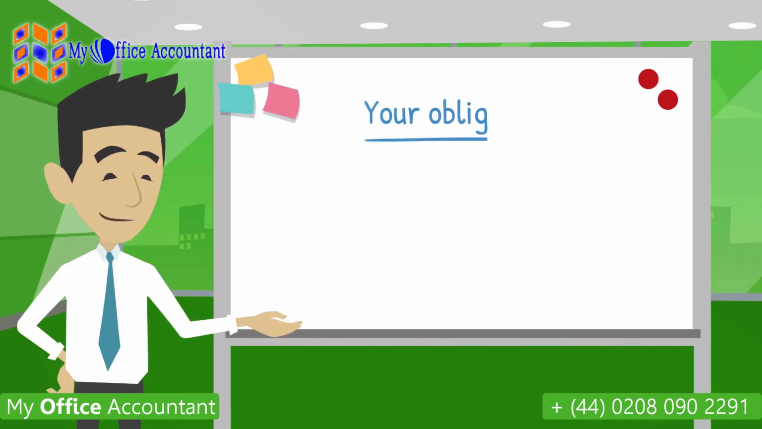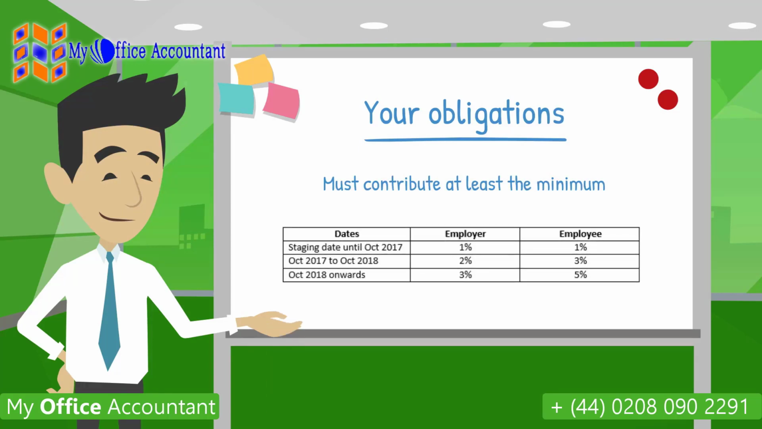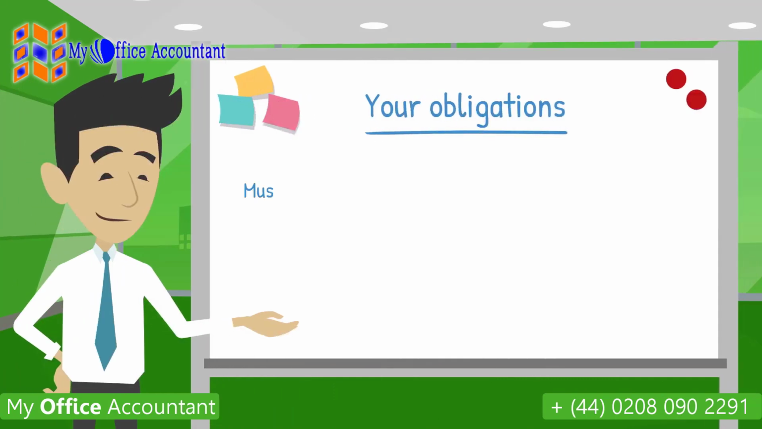You must contribute at least the minimum amount towards the pension scheme, which increases over time. The minimum contributions are shown in the first table. You have a legal obligation to notify every member of staff to tell them how auto-enrollment affects them and to inform them of their rights.